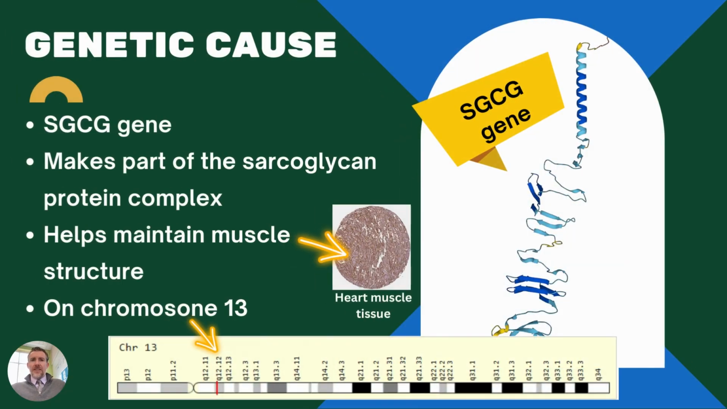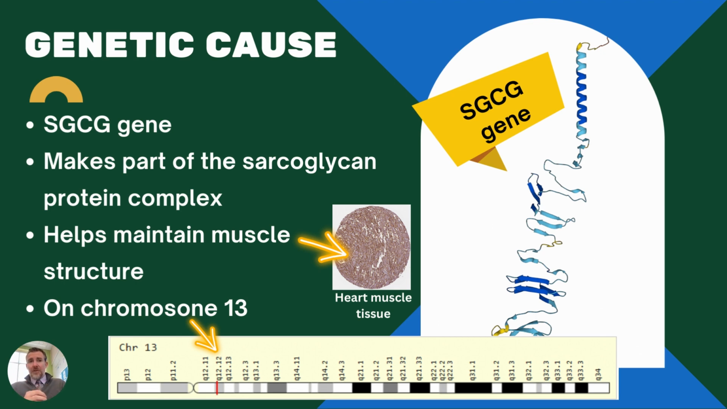All right, so my next slide, I'm going to get into the genetic cause of this condition. It's called the SGCG gene, which is on the 13th chromosome. And what this gene does, it makes a protein complex or part of a protein complex called sarcoglycan. And the function of sarcoglycan, this protein, helps maintain muscle structure. You can see a picture of it there.